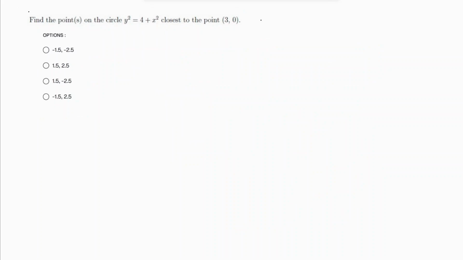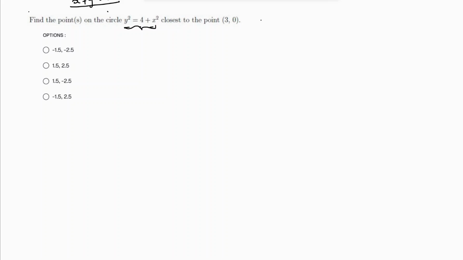Alright, so here we have an optimization problem, right? The question says find the points on the circle x square equal to 4 plus y square, equal to 4 plus x square. First of all, this is not a circle, okay? This is not the equation of a circle. The equation of a circle typically is of the form x square plus y square equals r square, right?